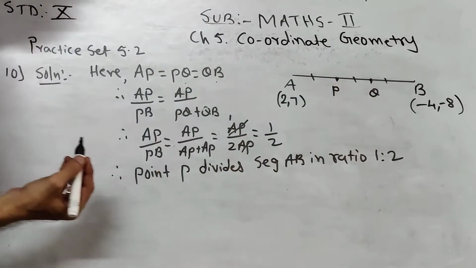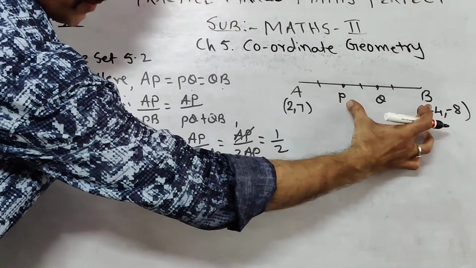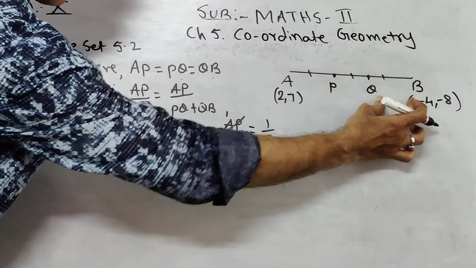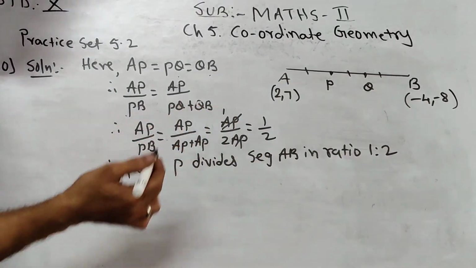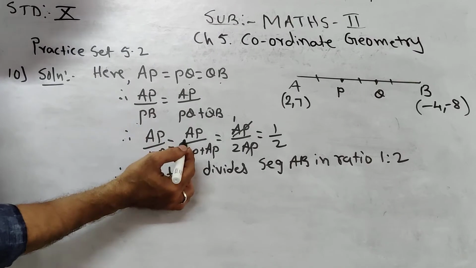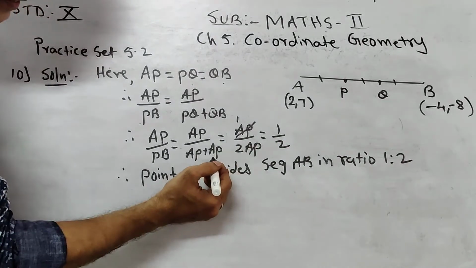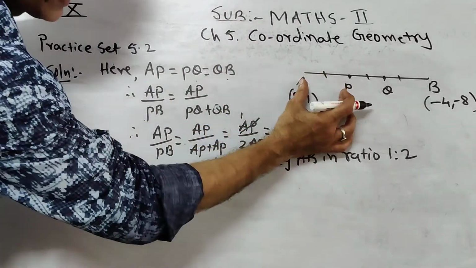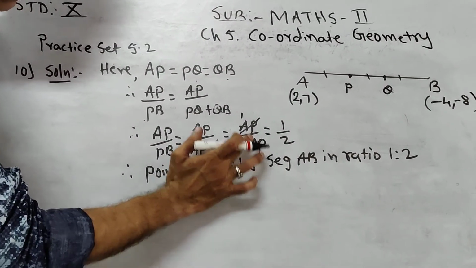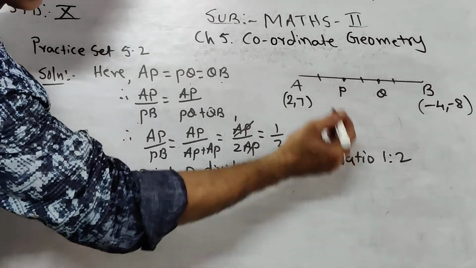All 3 parts are same, and therefore AP upon PB is equal to AP upon PQ plus QB. Why are we showing this? Because we want the ratio. The ratio is not given. To get the ratio we are showing this. So PQ we will also consider as AP, and QB also we will consider as AP, because all 3 parts are same. So AP upon AP plus AP will be twice AP. So 1 upon 2 you got. AP cancels. So point P divides segment AB in the ratio 1:2.